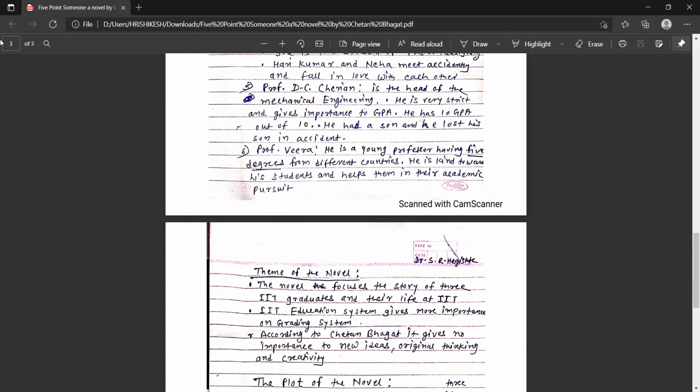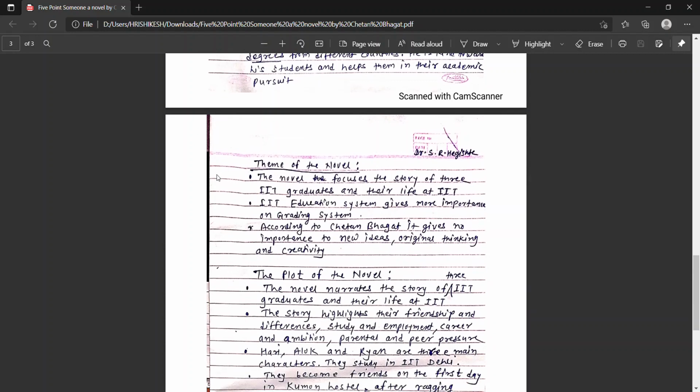So with this view, writer has written 5 point someone. Title itself suggests the grading system in IIT. So writer is a direct student of IIT. He has experience, and with the help of that experience, he has written this novel.